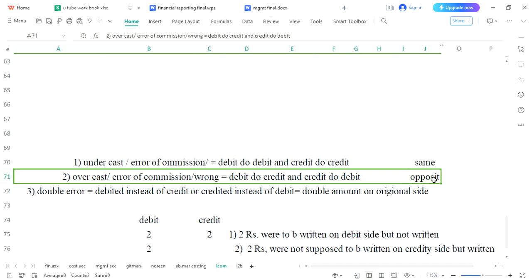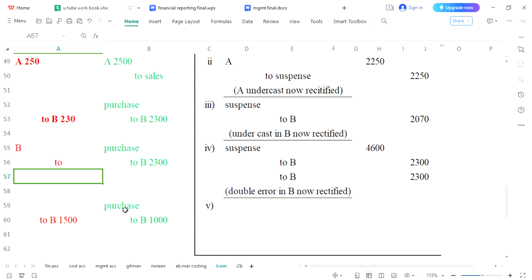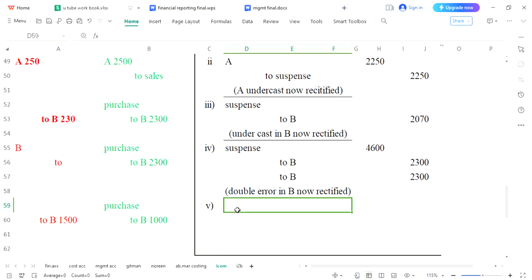We will choose the opposite side. The actual position of B is credit. In overcast, we will choose it on the debit side. In this way, B has been rectified. Since there was a mistake in B only and we have rectified it, there is no mistake in purchase, you can ignore it. So instead of other things, you will write suspense. Now the matter is how much amount we will write. Look, 1000 was required to be written. Instead of 1000 we have written 1500. An extra amount of 500 was written.